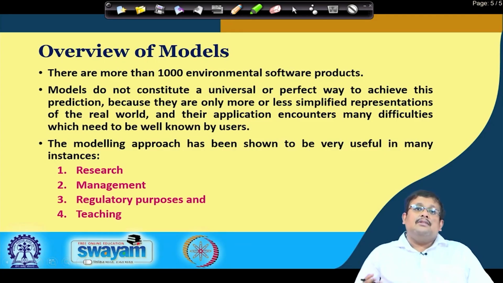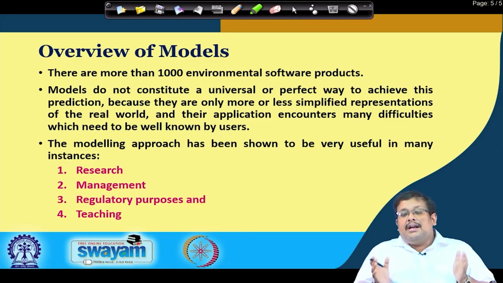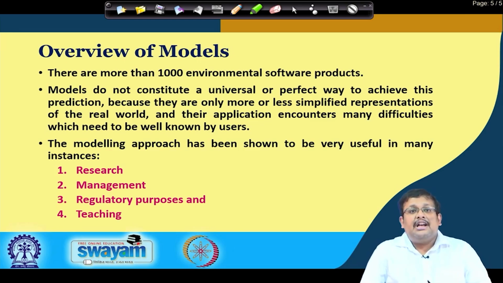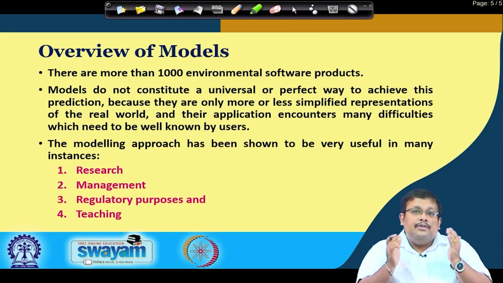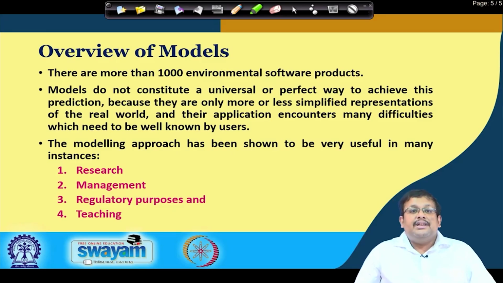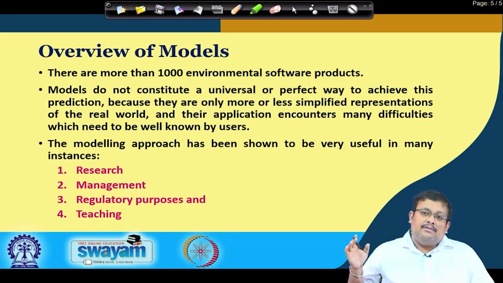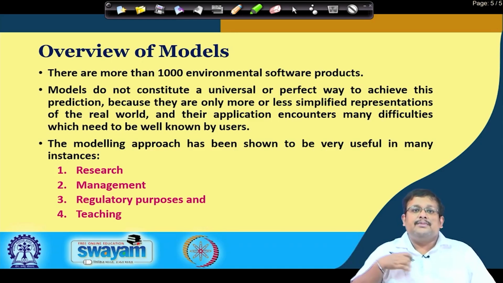Now, there are more than 1000 environmental software products currently available for modeling the fate of the pollutants. Remember that models do not constitute a universal or perfect way to achieve this prediction, because they are only more or less simplified representations of the real world, and their application encounters many difficulties which need to be well known by the users. We will be discussing these difficulties, the drawbacks of modeling, at a later stage of this module, when we talk about the limitations of modeling.